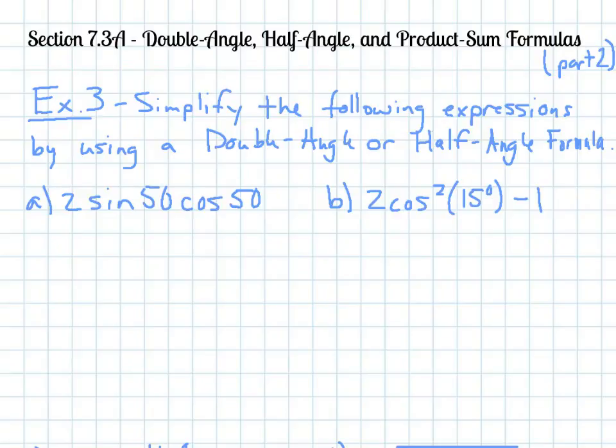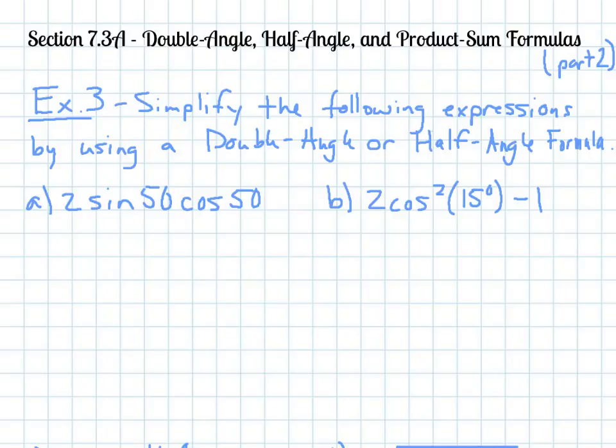Today's lesson, section 7.3a, we're talking about double angle, half angle, and product to sum and sum to product formulas. And this is part 2 of that previous video. Here, for this example, I want to simplify the following expressions by using double angle and half angle formulas. So here we're just going to simplify. We're not actually going to find the exact value afterwards.